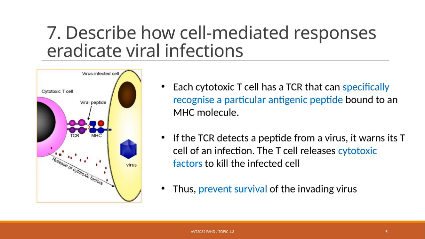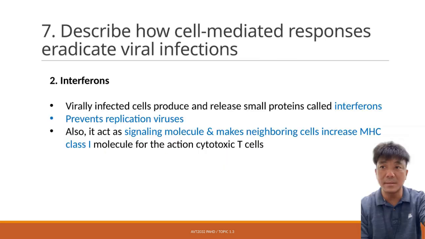Each cytotoxic T cell has a T cell receptor, TCR, that can specifically recognize a particular antigenic peptide bound to an MHC molecule. If the T cell receptor detects a peptide from a virus, it warns its T cell of an infection. The T cell releases cytotoxic factors to kill the infected cell and therefore prevent survival of the invading virus. Next, the host immune response against viral infection is interferons.